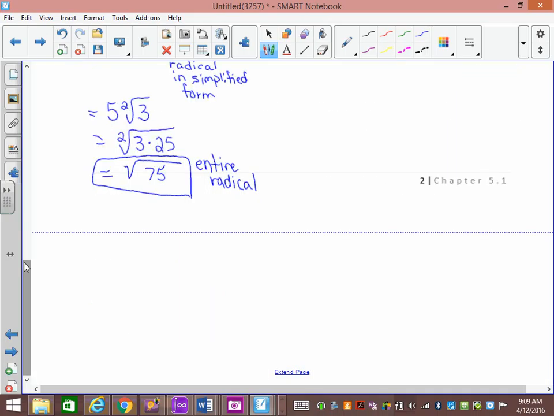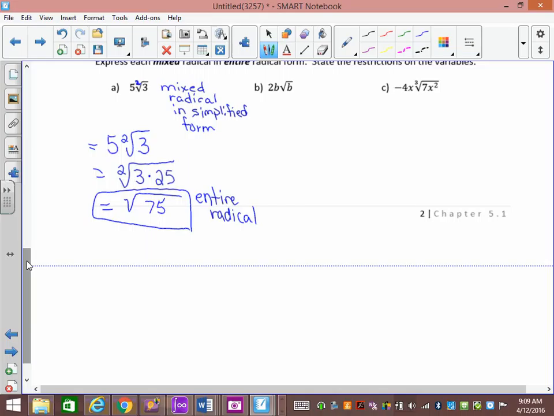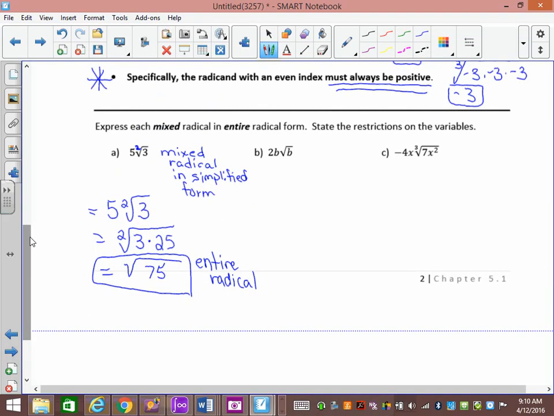The last thing they want us to do is state restrictions. One of the common errors that I see on your tests in general is that you do not read the question. If this was a question on the test, express each mixed radical in entire radical form, and then state the restrictions on the variable, 90% of you would ignore the state the restrictions part and just give me the mixed to an entire. You're not answering what the question is asking. You have to write down at least what it's asking you for. It says express each mixed radical in entire radical form, so each of these mixed has to become entire radical. And then it says state the restrictions.